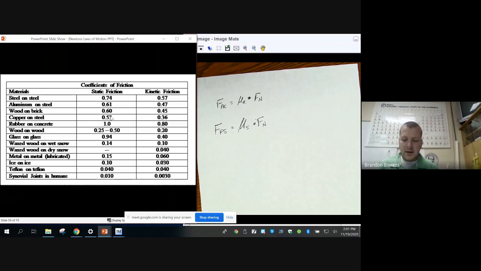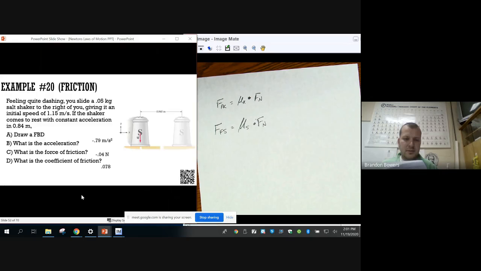On this side, what it looks like is two different materials and their static friction. You can see steel on steel is pretty rough. But if you go below, you might see ice on ice, and Teflon on Teflon. Those are very smooth surfaces. So let's try one of these examples out. Here's one of the examples.